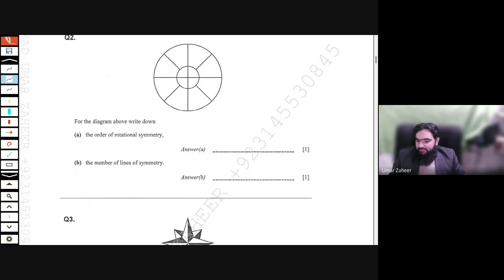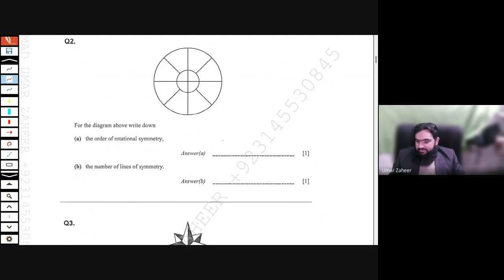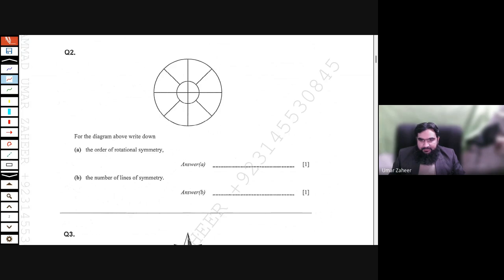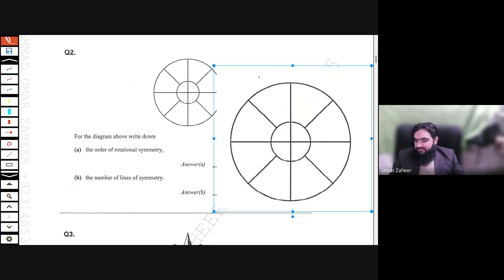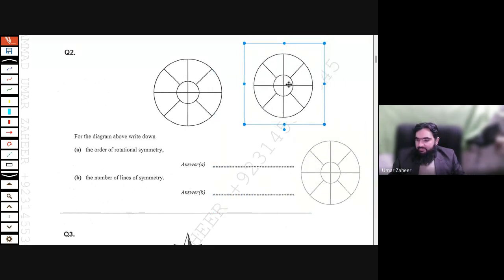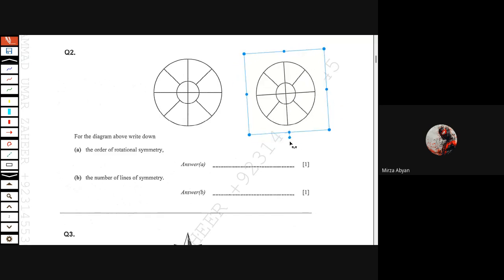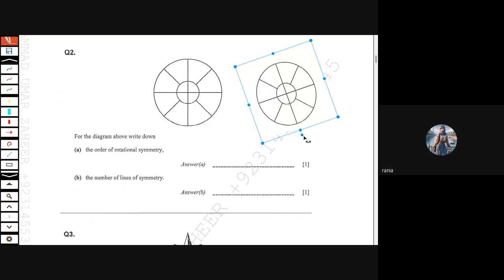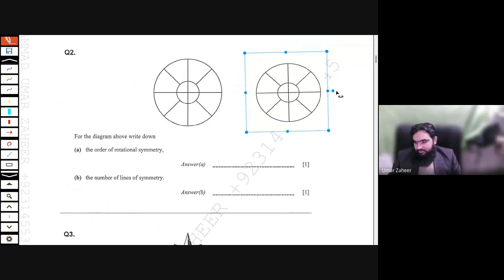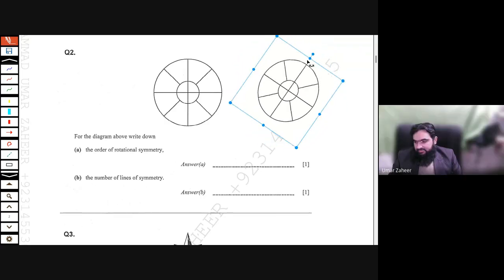For the diagram above, write down the order of rotational symmetry. Yes, what is the rotational symmetry for this one? I'm going to rotate this here in front of you, and then you answer it. When you are doing it on paper, you literally have to rotate your paper. Infinite. No, obviously there is some pattern inside it. Okay, 4. Look at it. I'm rotating, and then tell me the final answer.